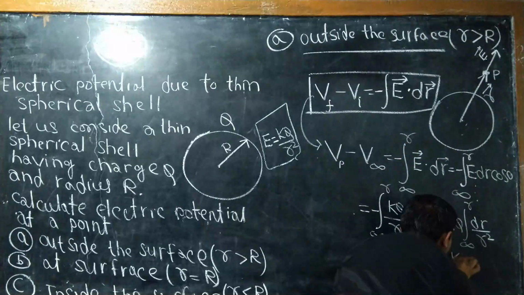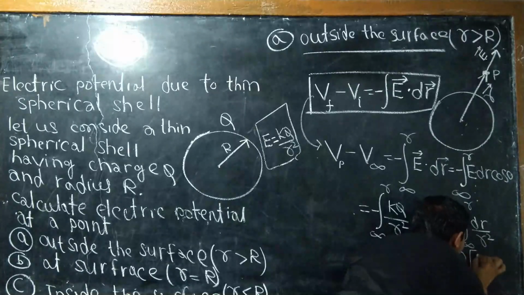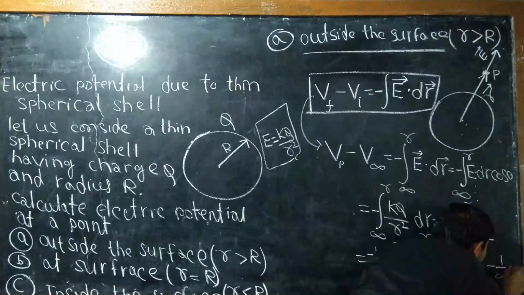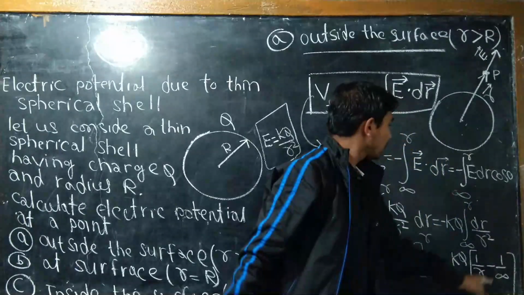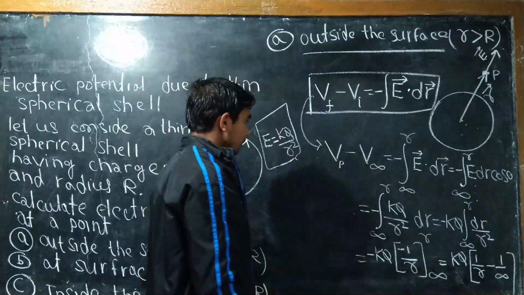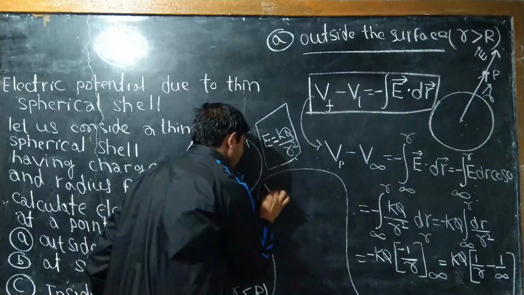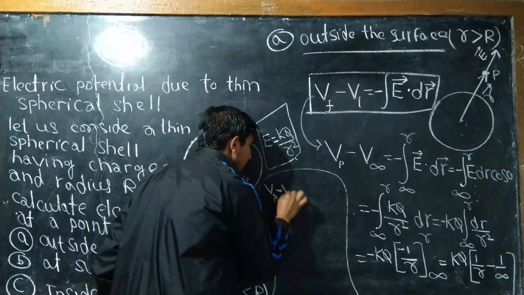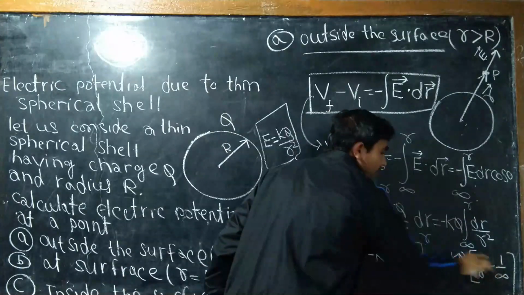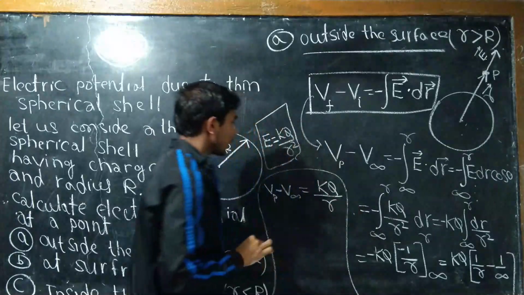So finally I am writing kq by r, kq 1 by r minus 1 by infinity, right? 1 by infinity is how much? 0, right? So finally what value is coming? After this I am writing here in a small box, okay? Vp minus v infinity is coming, 1 by infinity is 0, right? So kq by r, right?